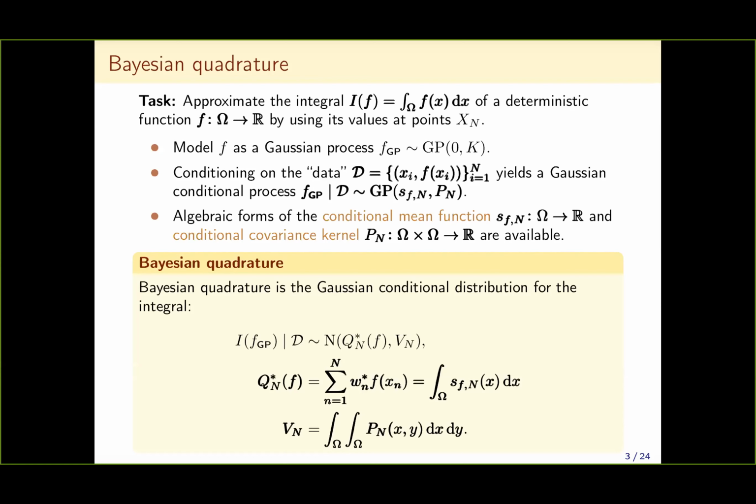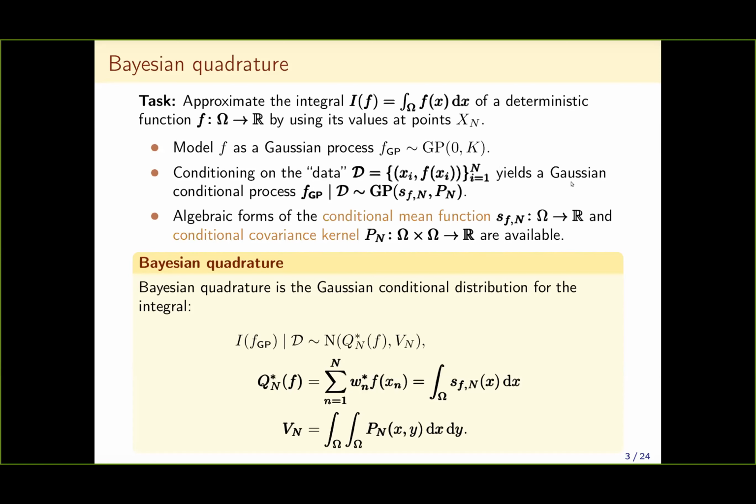So how this goes is that we model f as a Gaussian process f_GP with covariance kernel K. Then we obtain this data D, which is just evaluations of f at these points we've chosen. When we condition the GP on this data, we get a conditional process, which is also a GP, but it has this conditional mean function S and a conditional covariance kernel P, which have very standard algebraic forms, but those are not particularly important here.